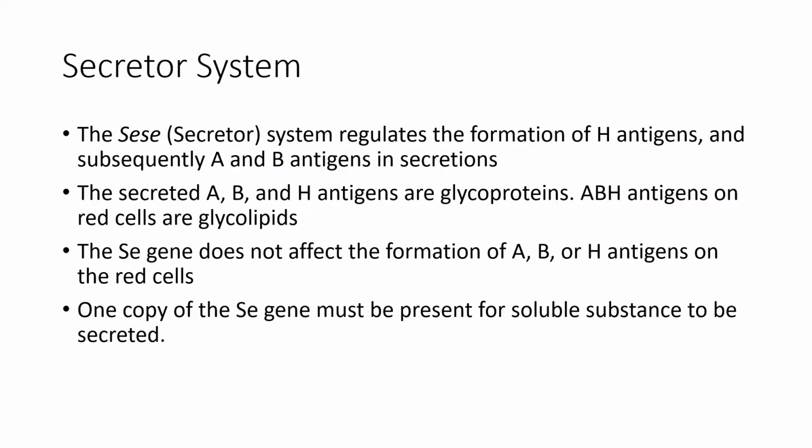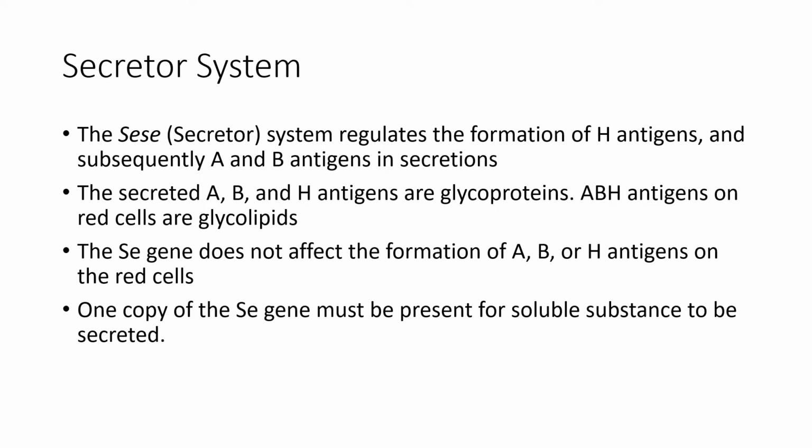Another system that works with the ABO and H system is the secretor system. This is a separate gene that has two alleles, capital SE and lowercase se, and this regulates the formation of H antigens and subsequent A and B antigens in secretions. So this would work on the type 1 precursor substance.